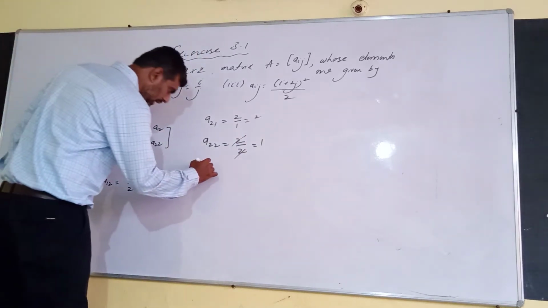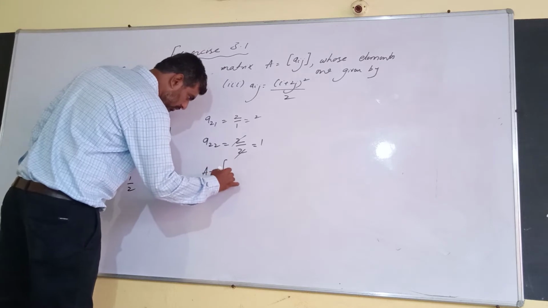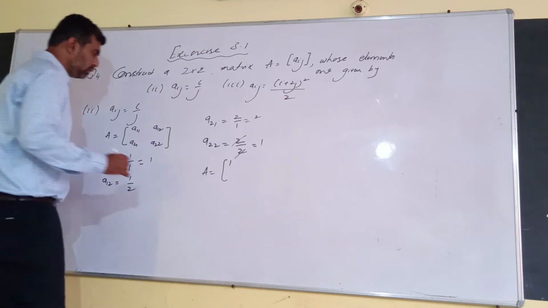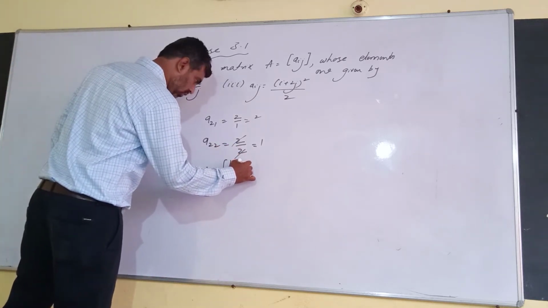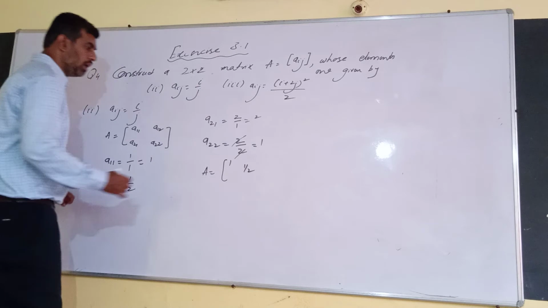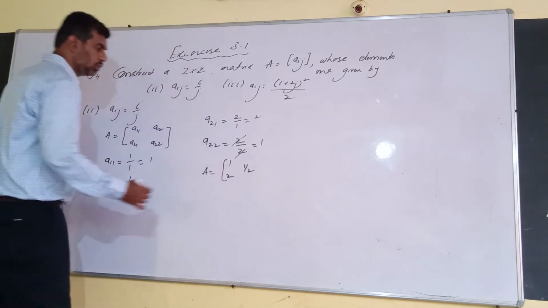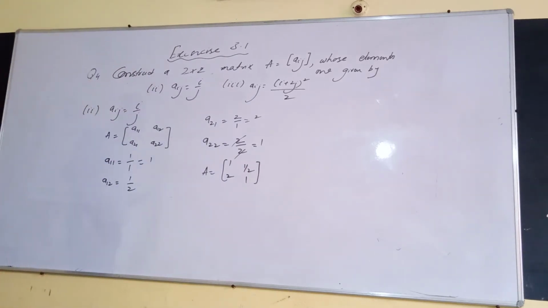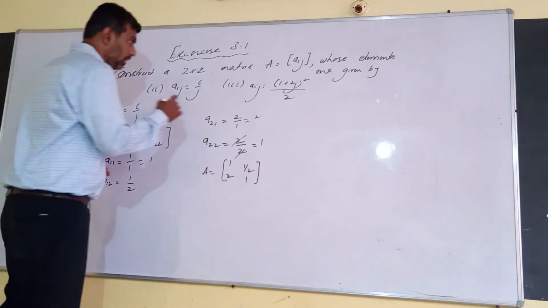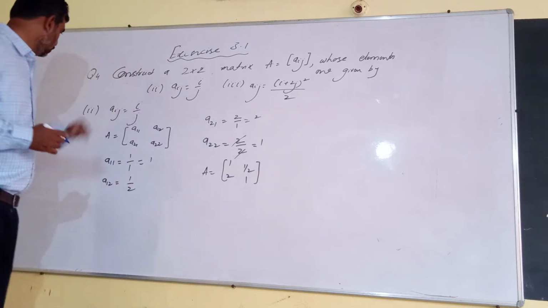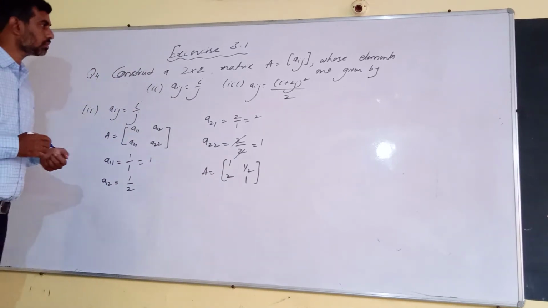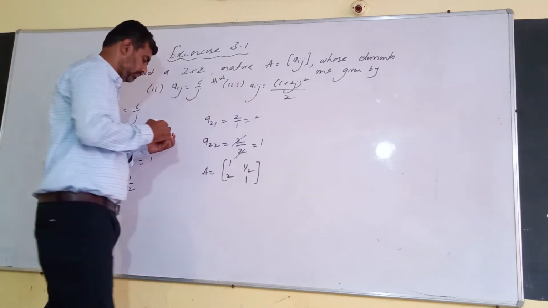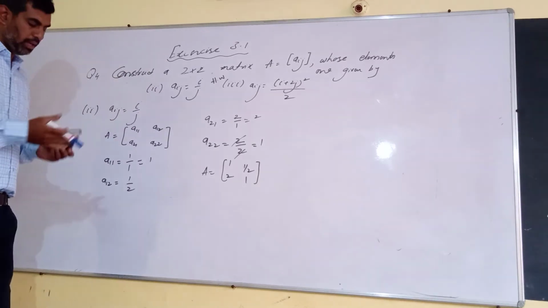Now I will write matrix A. Now A11 we got as 1. A12 we got as 1 by 2. A21 we got as 2. A22 we got as 1. Now this is the matrix A for the second question. Now this third question will be homework.